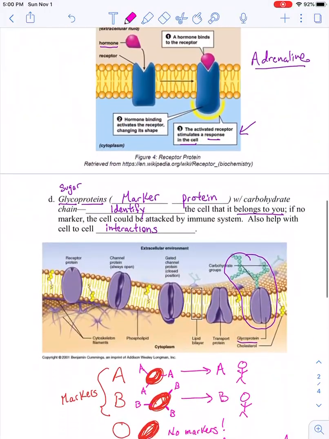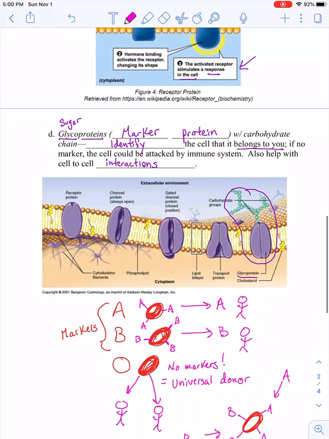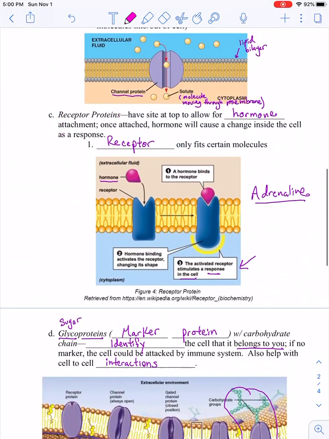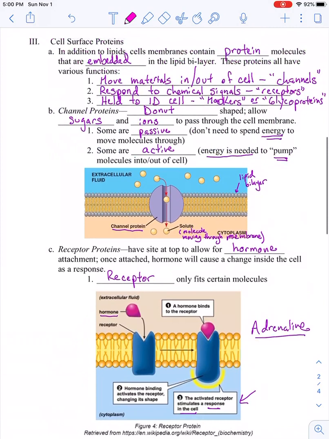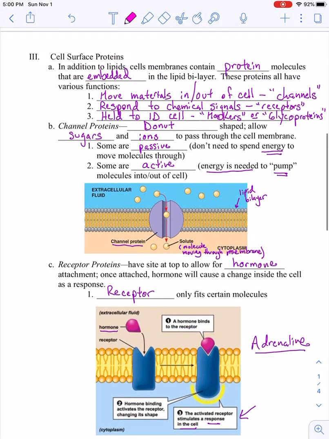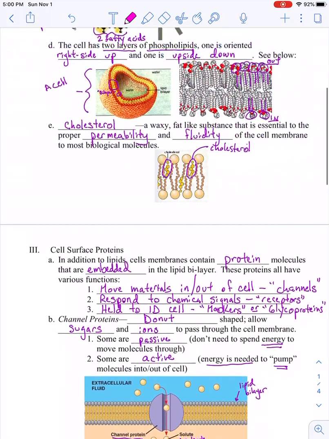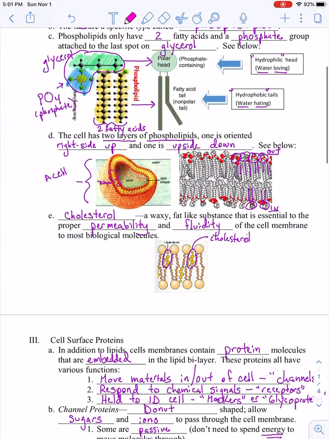So just to recap, markers identify cells, blood type being a great example of marker or glycoproteins. Receptor proteins receive chemical signals and trigger a reaction inside the cell. Channel proteins allow molecules to enter and exit the cell, some being active and some being passive. And all of these proteins work in conjunction with fat and cholesterol to make up the composition of the cell membrane.